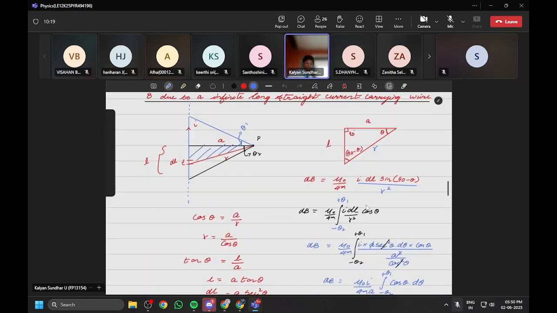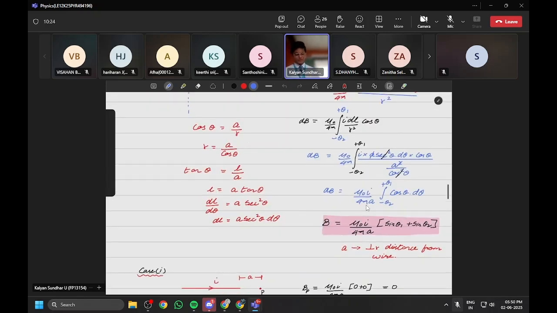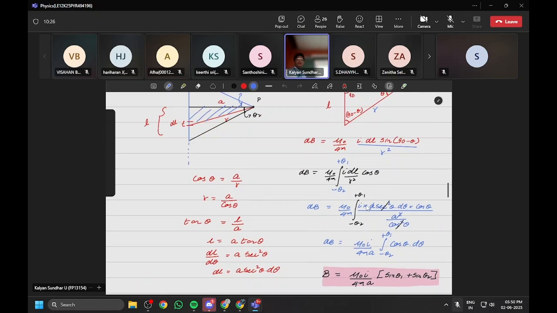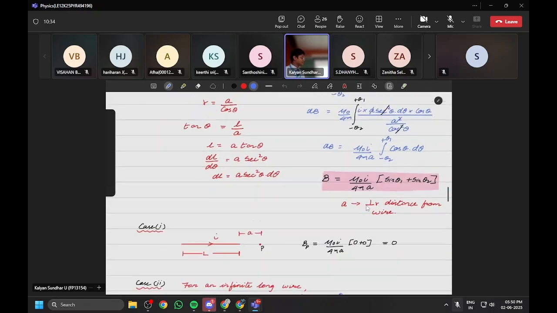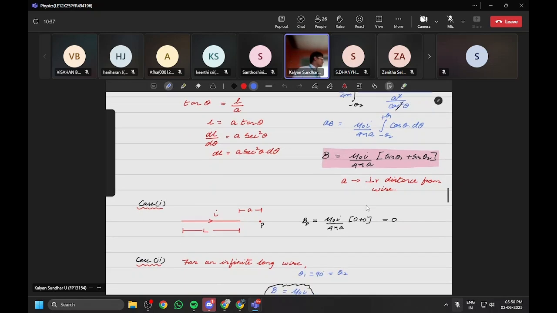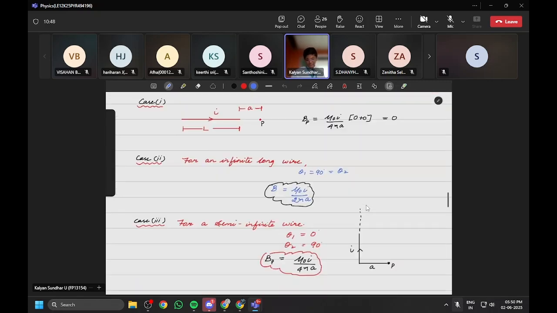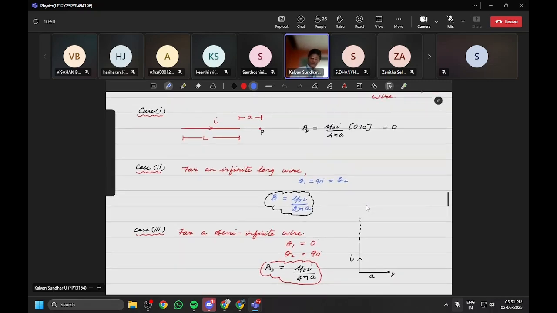And next comes your magnetic field due to an infinite long straight wire. It is used to find the magnetic field due to a current carrying wire at a perpendicular distance from it. Whether on the left side or right side, we got a relation with mu naught by 4 pi a, where a is the perpendicular distance from the wire, times sin theta 1 plus sin theta 2. Theta 1 is the first angle, and theta 2 is the angle of elevation here. And there are three cases around this. If the point is along the line of the current, then the total magnetic field tends to zero.